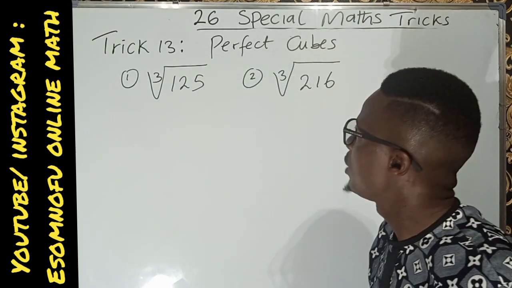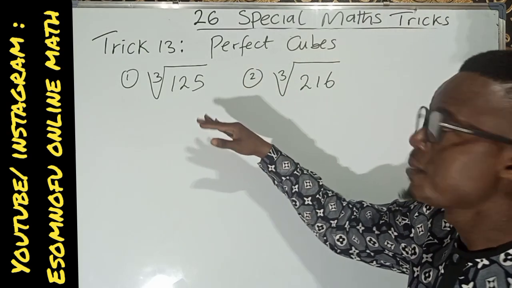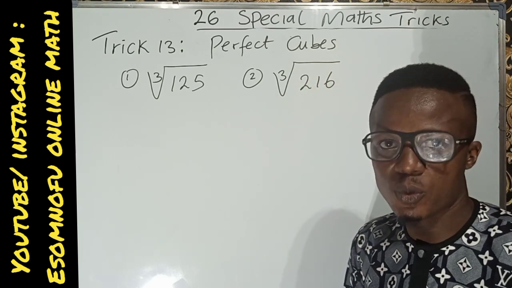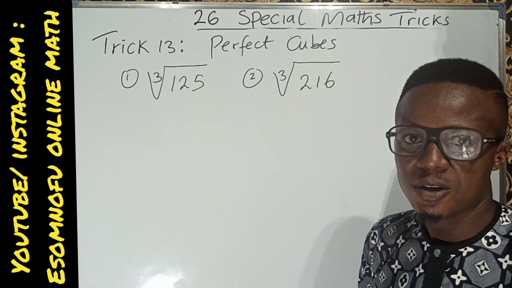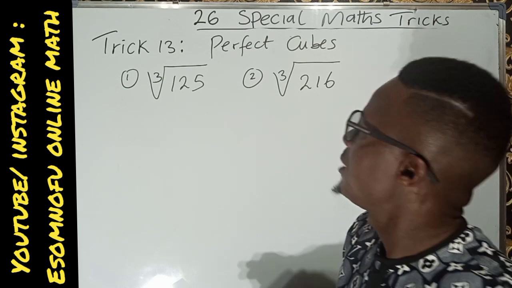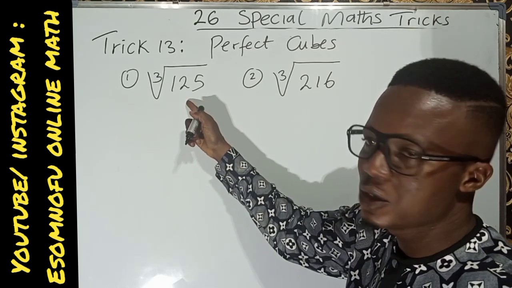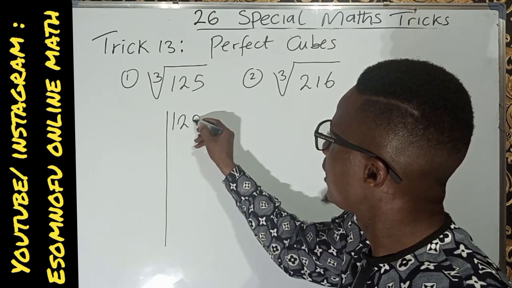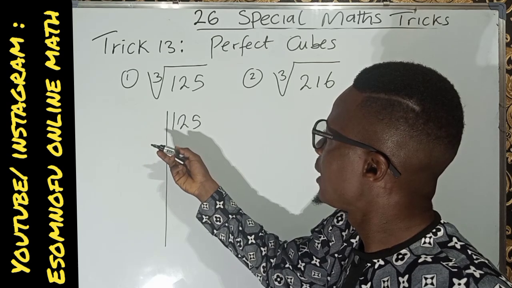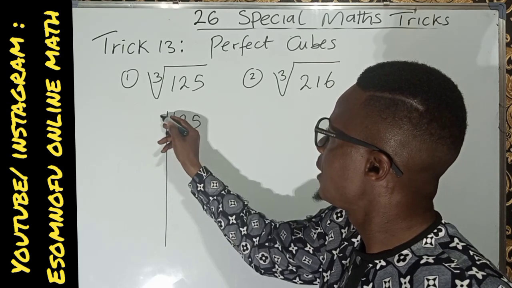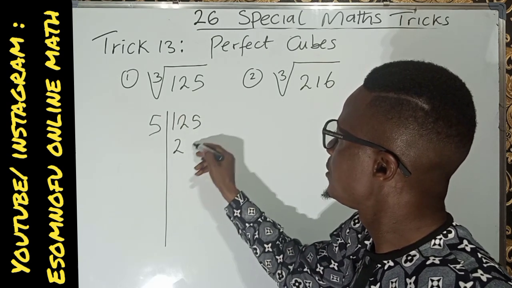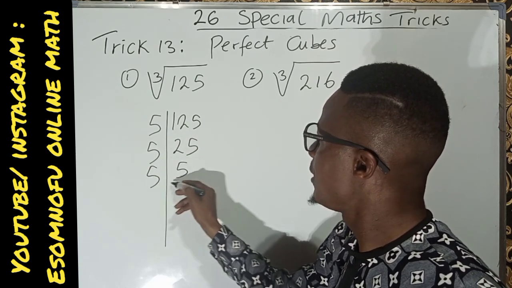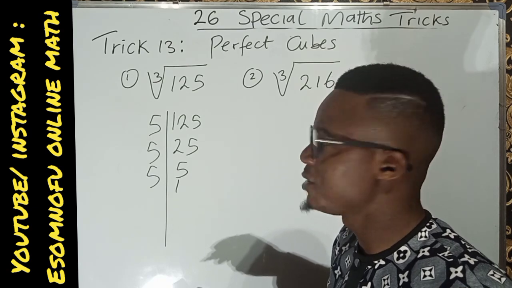Okay, this time around we want to go into trick number 13, which I call perfect cubes. You can actually get perfect cubes without using a calculator. Okay, now the first number we have here is the cube root of 125. Just draw a line. You write 125. Divide by what can divide. The only number that can divide here is 5. 5 here is 25. 5 here is 5. And 5 here is 1. Once you see 1, you stop.